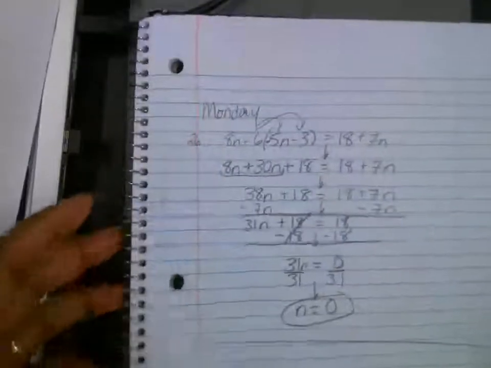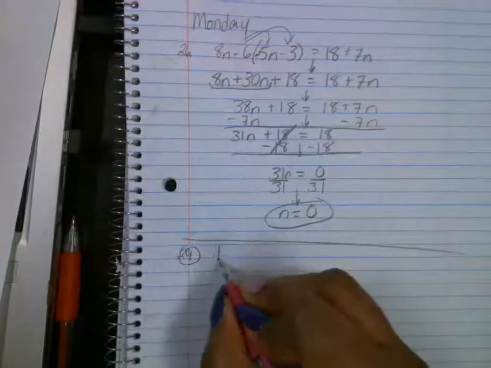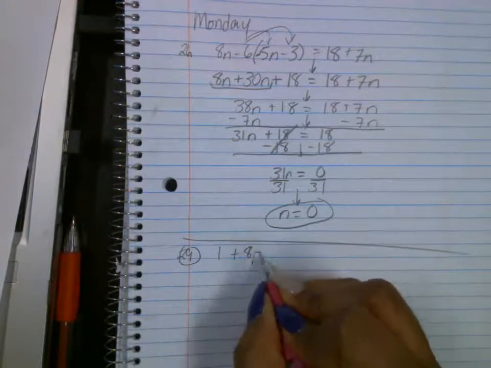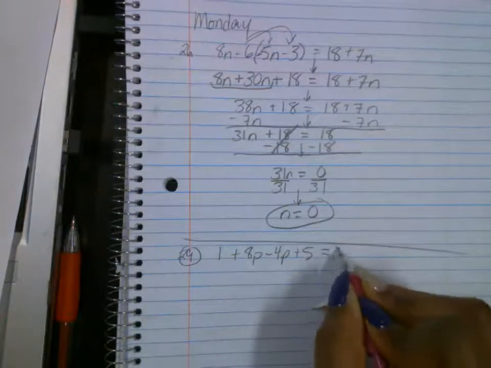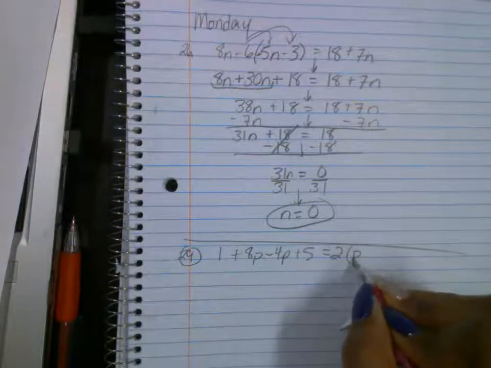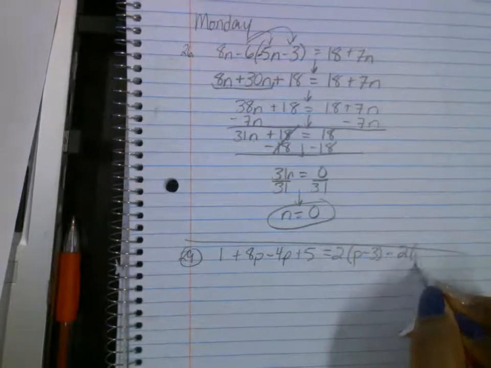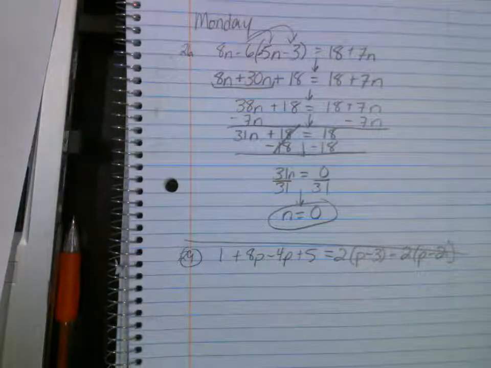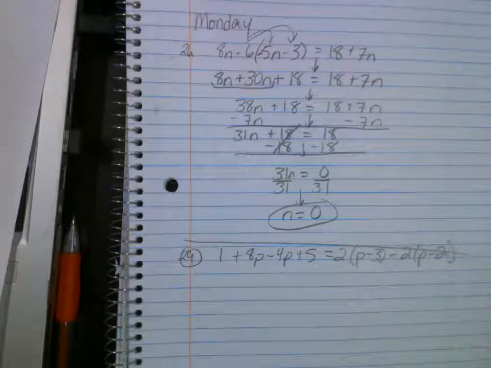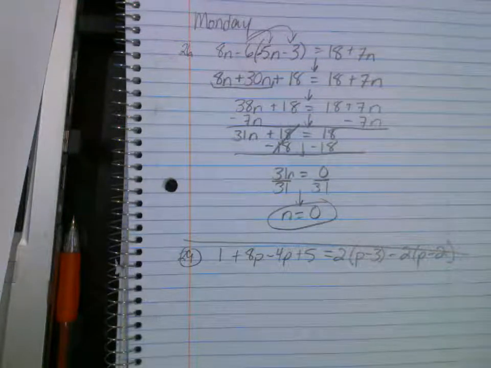The other one you needed help with, you said, was 29. Someone asked me about 29, so let me do 29. For number 29, you have 1 plus 8p minus 4p plus 5 is equal to 2 parentheses p minus 3, and then you have minus 2 parentheses p minus 2. Okay? First thing is distributive property. That's what you do first. Go back and look at your notes. It's distributive property when we're solving equations. Okay?